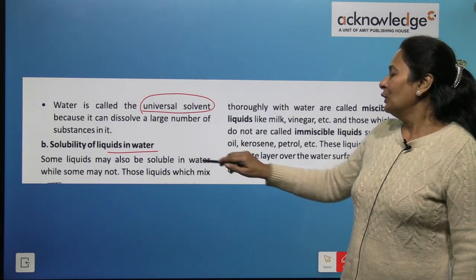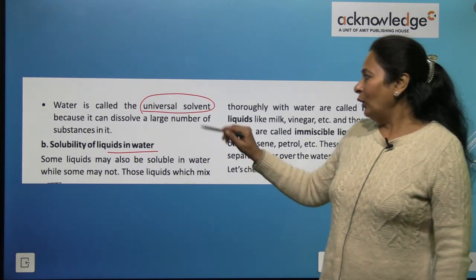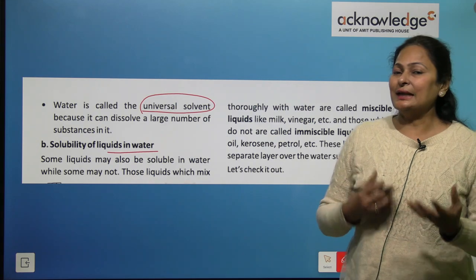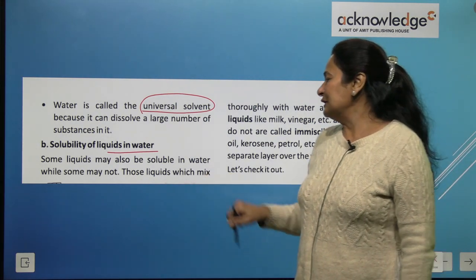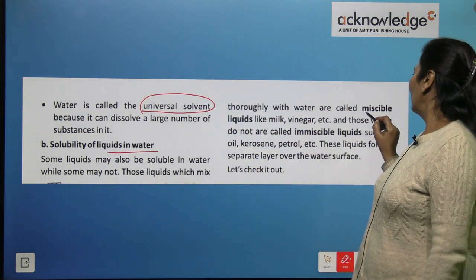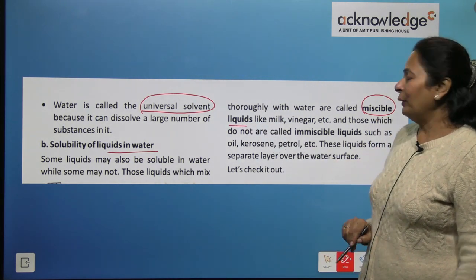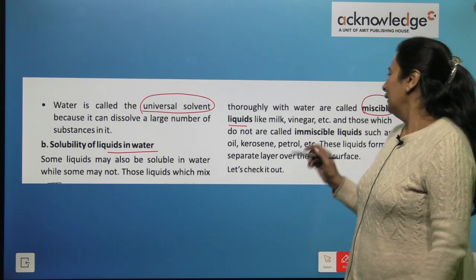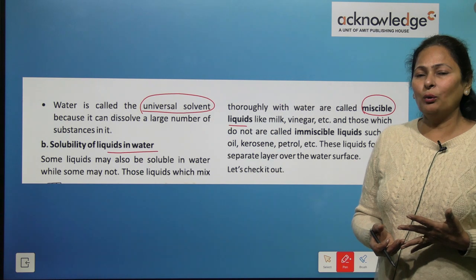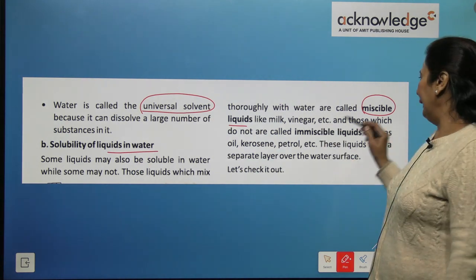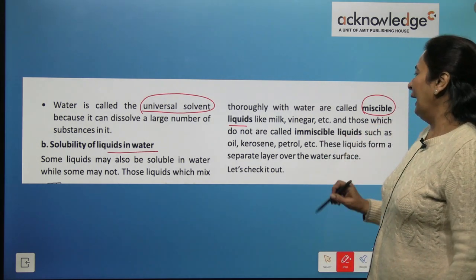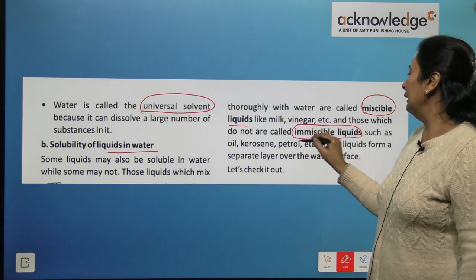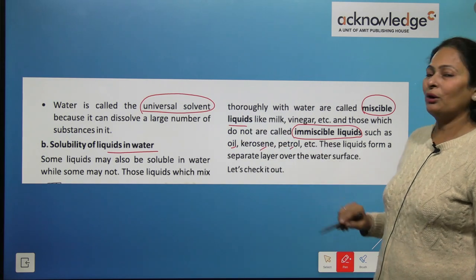Some liquids may be soluble in water while some may not. Although water is called the universal solvent, still there are some substances that are not dissolving into water. Those liquids which mix thoroughly with water are called miscible liquids, like milk. If we add milk into water, it completely dissolves or not? It dissolves. If you add a few drops of vinegar into water, it will again get dissolved completely, right? So these are called miscible liquids, and the substances that are not dissolving completely are called immiscible liquids, such as oil, kerosene, petrol, etc. Right?